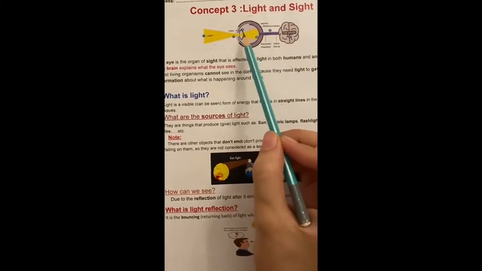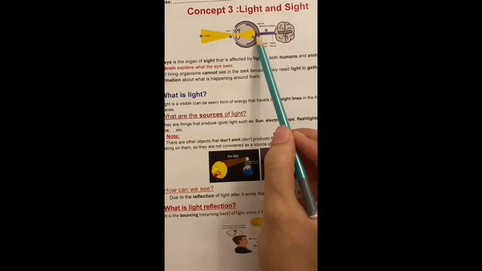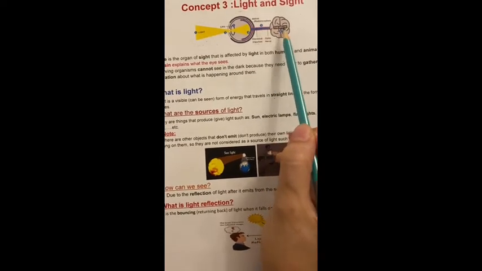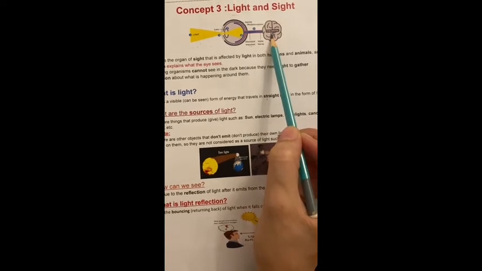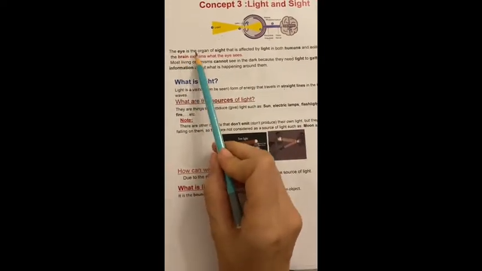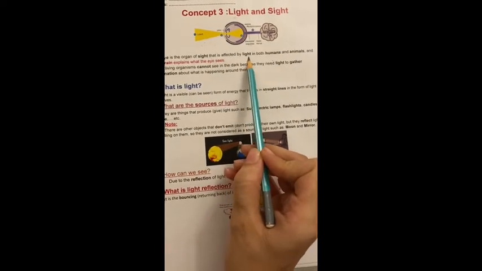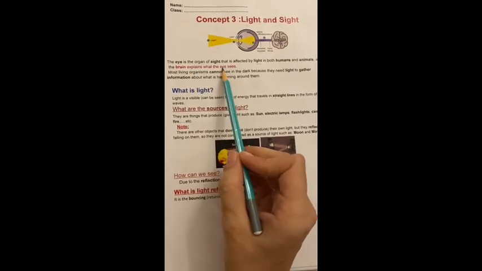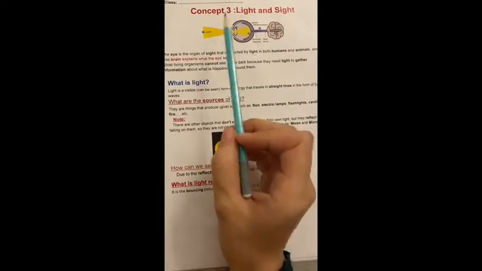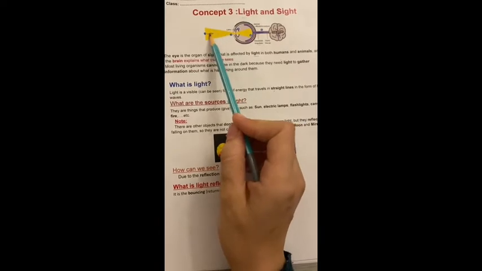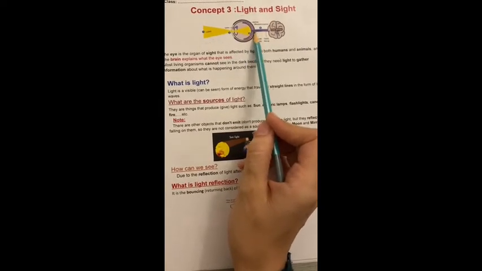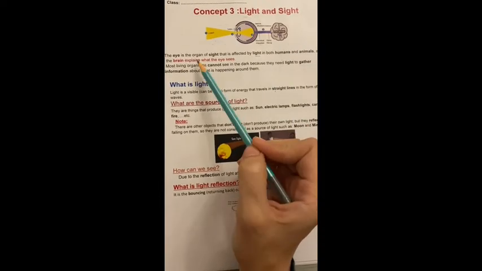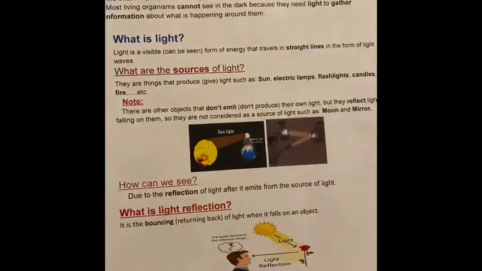The light will enter our eyes and then will be collected at the back, and the electrical impulses, as we said before, will be sent to the brain so the brain can process it. The eye is the organ of sight that is affected by light in both humans and animals. And the brain explains what the eye sees. For example, if you see red color and yellow color, the message will be sent to the eye and then passes through the nerves. What will process or explain it? The brain.